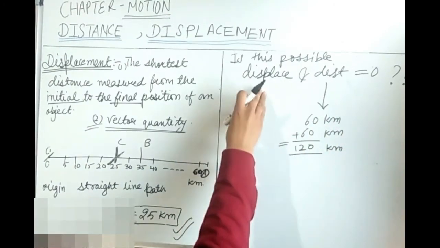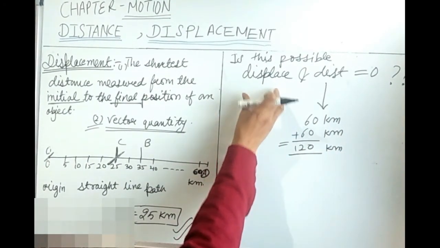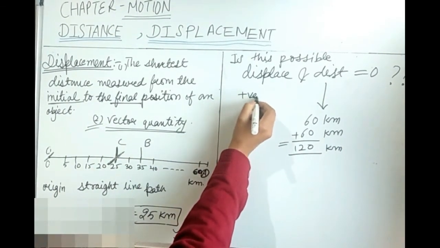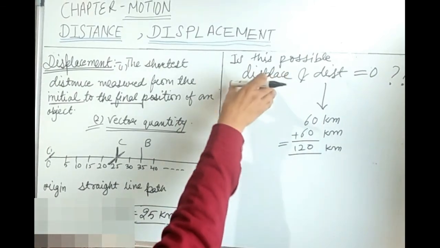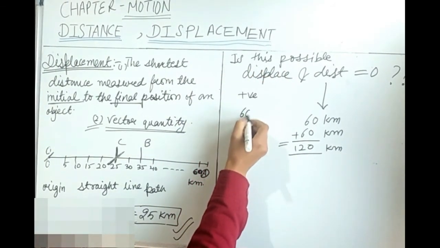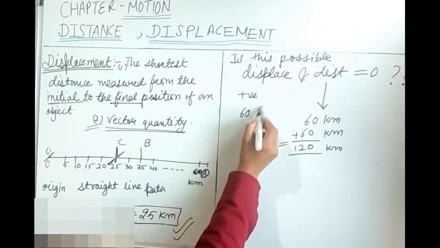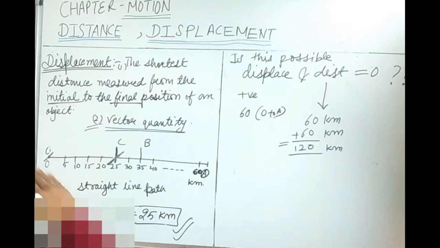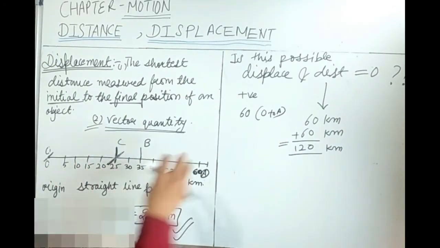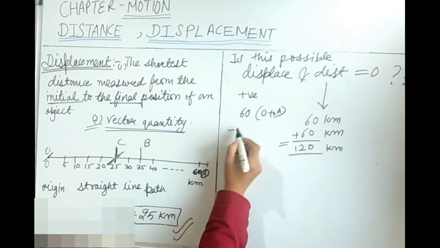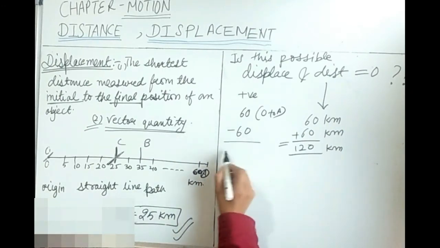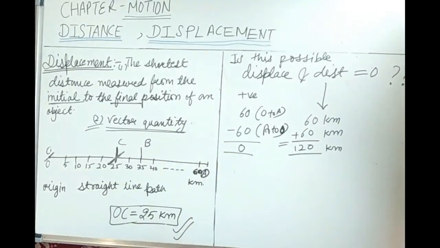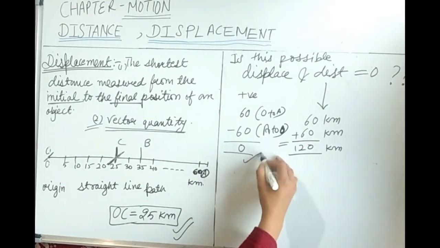Now the question is, is it possible that displacement is 0? Yes, because O to A, we will take it with positive sign because it's a vector quantity. Displacement is a vector quantity. 60 with positive sign when the object is moving from O to A. And when the object is traveling back from A to O, we will take that with negative sign because the direction is reverse now. 60 minus 60 is 0 now. So in this case, displacement is 0.